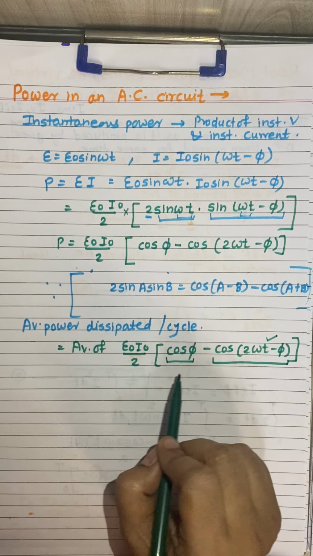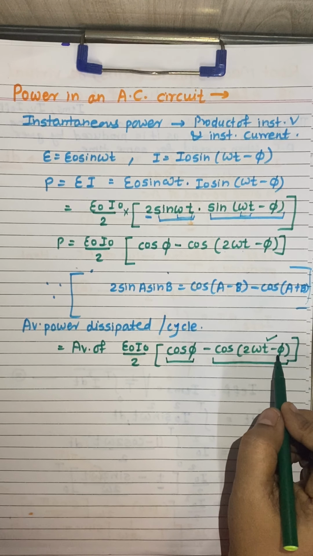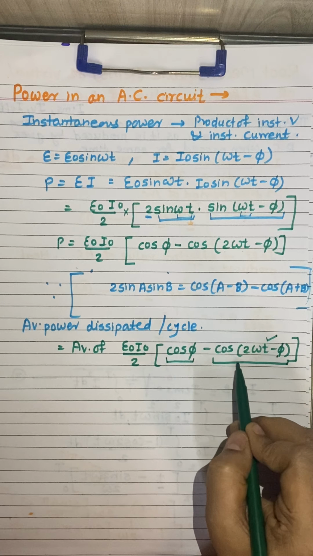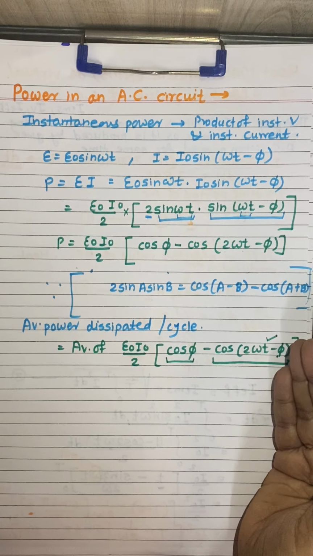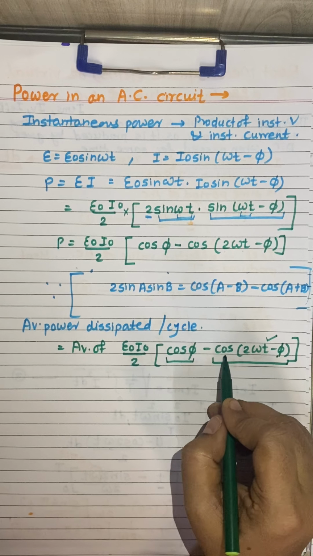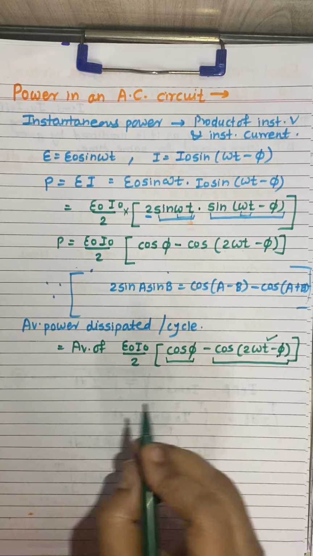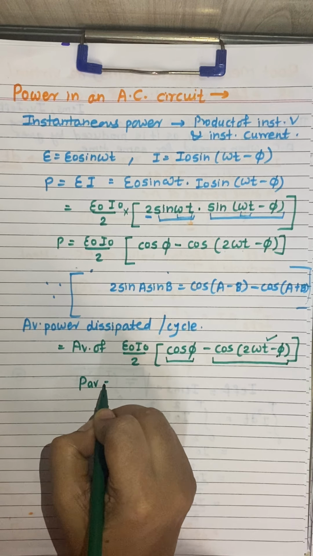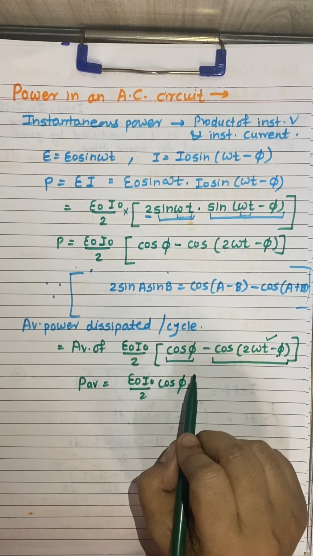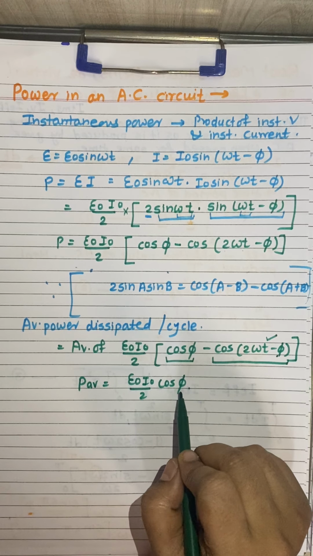So the second cosine term, cos of 2 omega t minus phi, is time dependent, and therefore its average value over the cycle is 0, because if one complete cycle is considered, then this t will be converted into capital T, and the average value of cos of 2 omega t minus phi over a complete cycle becomes 0. Therefore we get only P average is equal to E naught I naught by 2 into cos phi. Now you came to know the importance of cos phi, which is called the power factor or cos phi factor.